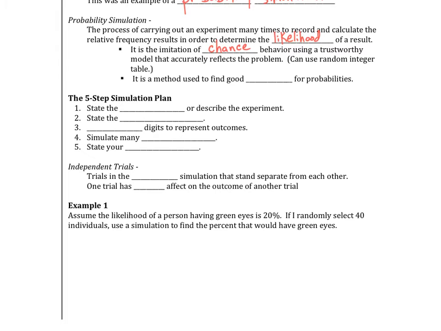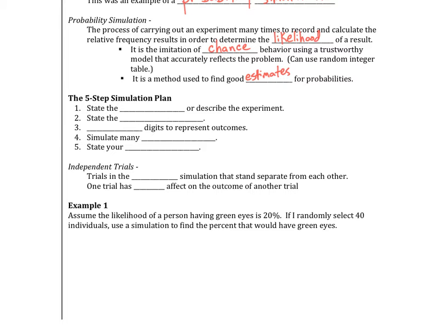All right, and it is a method used to find good estimates for probabilities. And that's what they are, is estimates. Like if I said flip a coin 10 times, you would estimate you'd get about 5 tails and 5 heads. It doesn't mean that's what you're going to get.